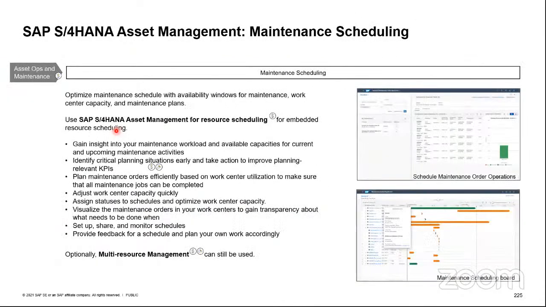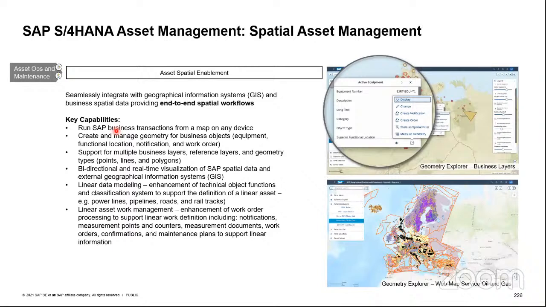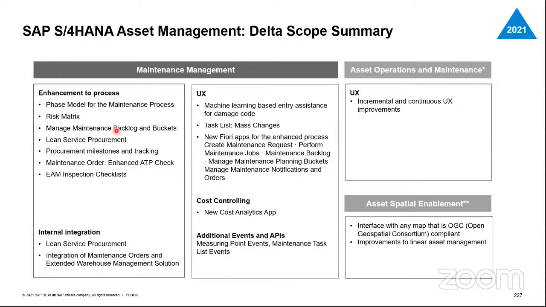So the normal cycle you can go through for all of this. Asset spatial enablement allows you to integrate with maps so that you can use that for visualization of your data. What are the enhancements? There are some enhancements for the phase model for the maintenance processes, which is a new form of status management. Risk matrix I talked about earlier. So there are some deltas like enhanced ATP checks for maintenance orders, etc., so that you can do better planning, or better scheduling.